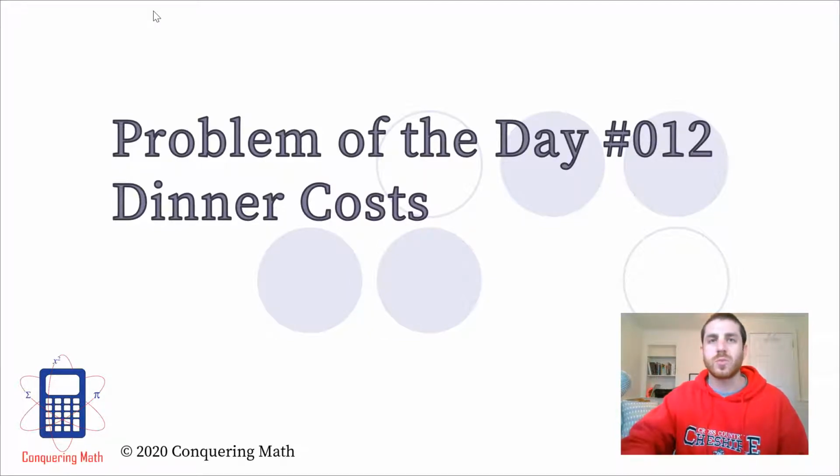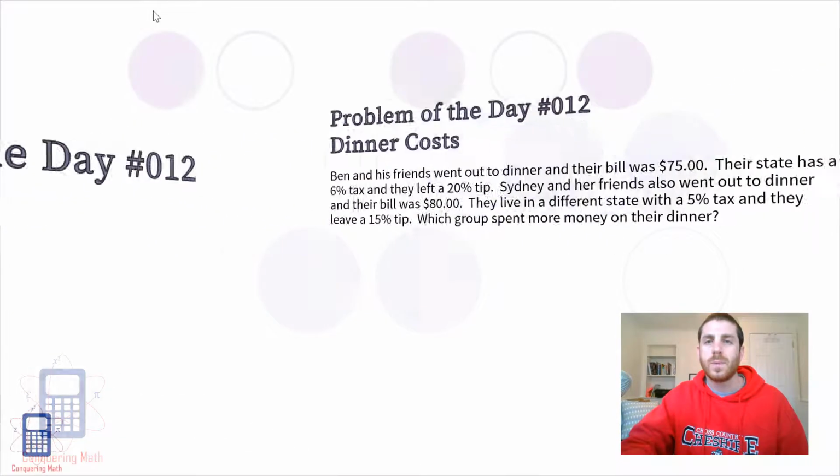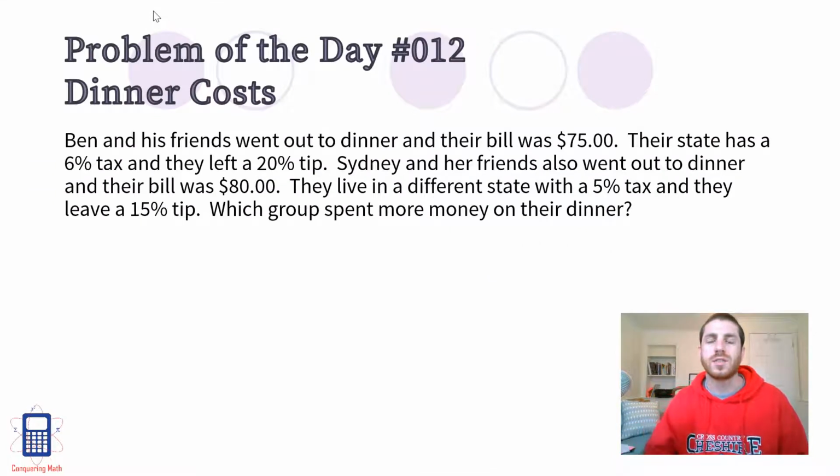Alright, let's take a look at today's problem. Problem of the day number 12, dinner costs. Ben and his friends went out to dinner and their bill was $75. Their state has a 6% tax and they left a 20% tip.